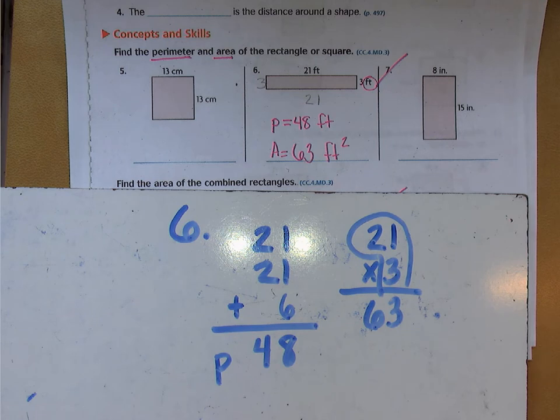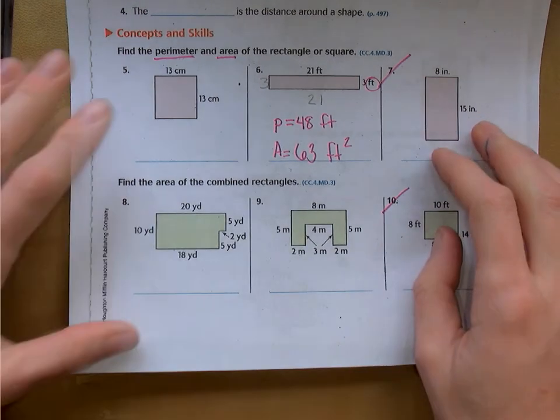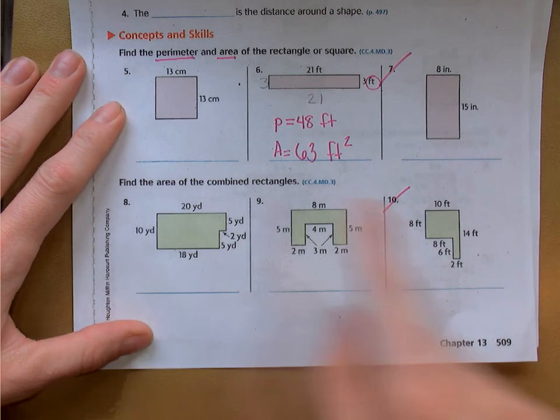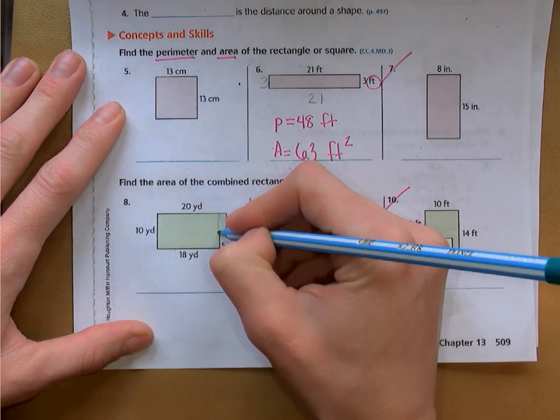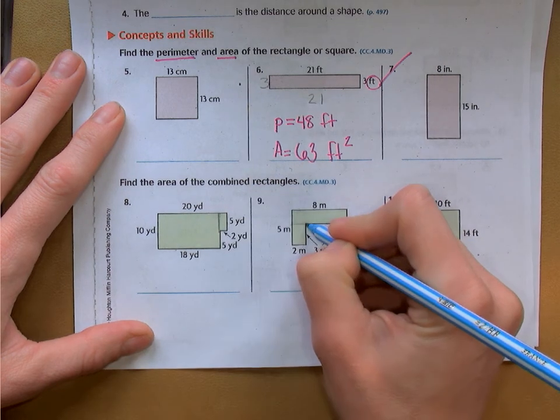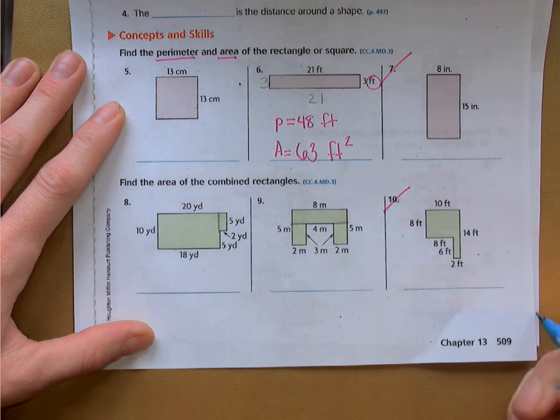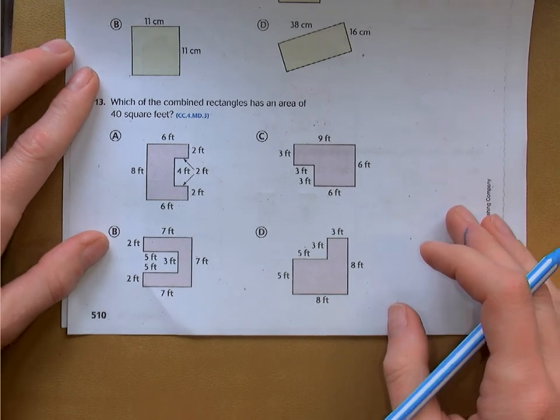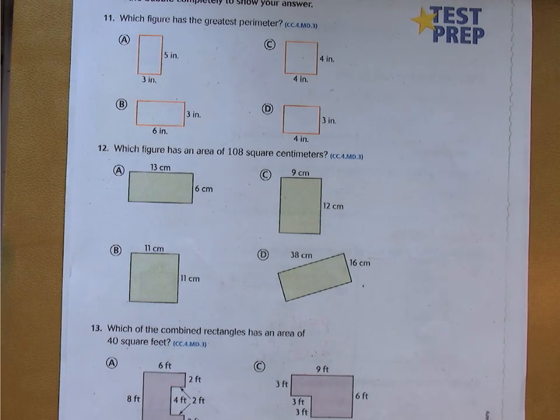You don't have to do number 7, so you need to do 5 the same way I just did here. Find the perimeter and the area. Number 8, 9, and 10. Oh, wait, just 8 and 9 are area of the combined rectangles. You're going to cut them up like this. On the back, you have 3 story problems. Those should not be hard. Show your work. That's the only thing you have to do for homework.